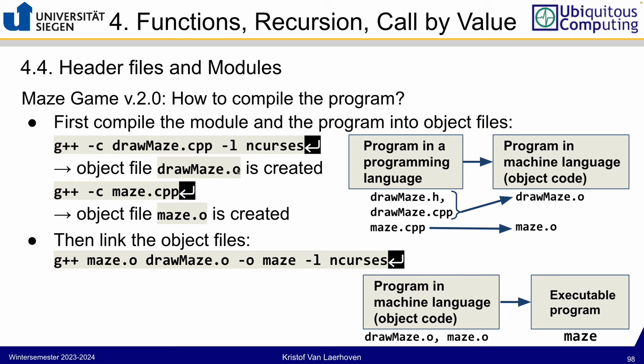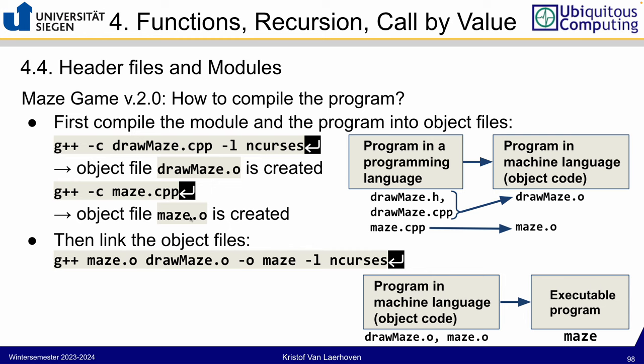So those two are put into drawMaze.o by executing this line over here in the terminal. By executing this line over here, we create a maze.o file, which is basically the object file for our main function. Those are the three functions we had up until now: init ncurses, draw, and main. These two are implemented in this object file over here, and our main function is implemented over here.